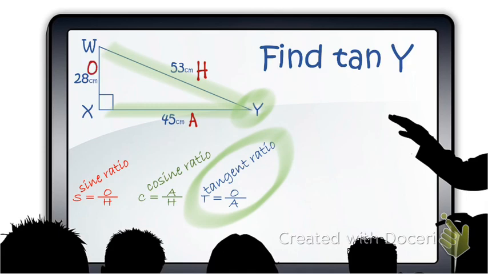So if we want to find the tangent ratio, then what we need to do is just write a fraction that has the length of the opposite side on the top and the length of the adjacent side on the bottom. So the answer to this question will look like this. The tangent of y is the opposite over the adjacent, so that's 28 over 45. And that's the answer to this problem.